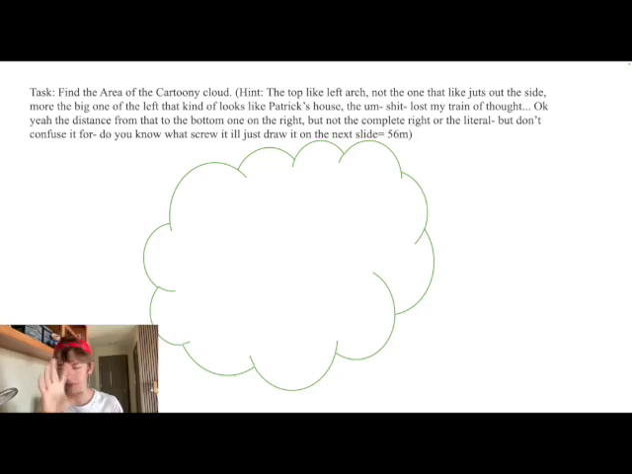Shoot. I just lost my train of thought. Okay, yeah. The distance from that to the bottom one on the right, but not like the complete right or literal. Or I just don't confuse it. Just screw it. I'll just show it on the next slide. Is our hint. So let's see what they mean.